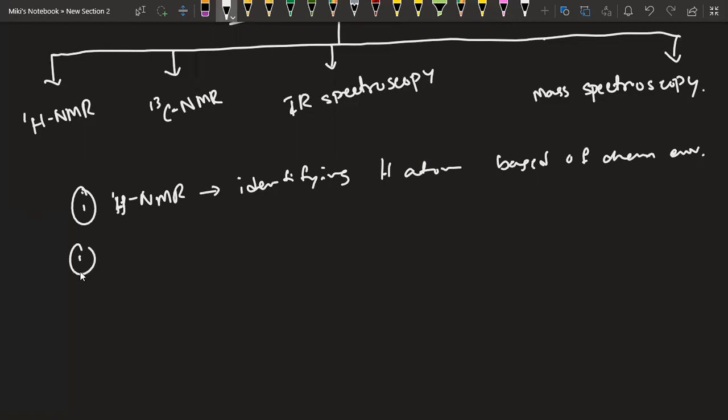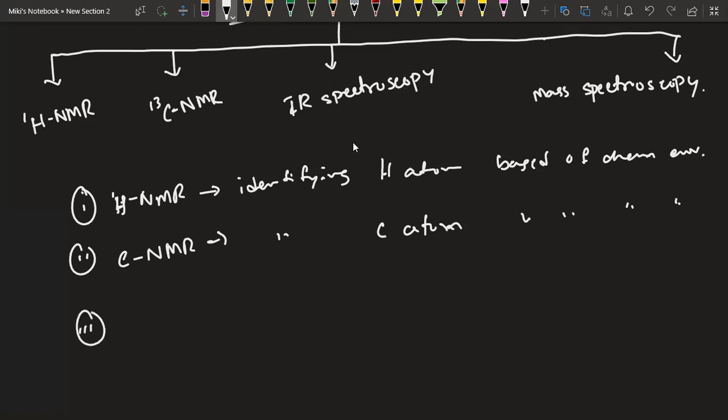Now the second one is carbon NMR, or CNMR. As with HNMR, similarly CNMR gives the chemical environment of carbon atoms. CNMR is identifying C atoms by observing the chemical environment of the carbon atoms.